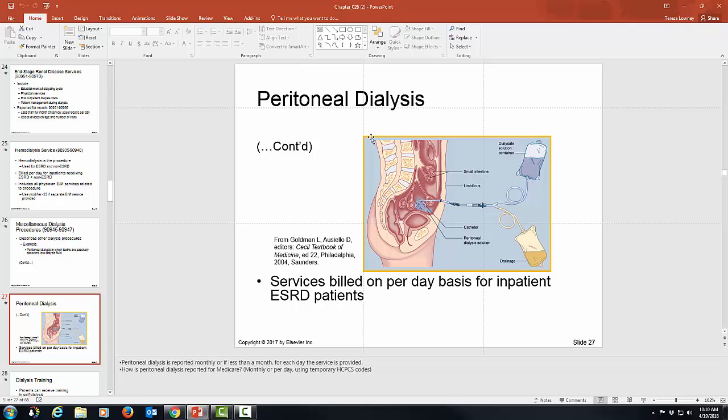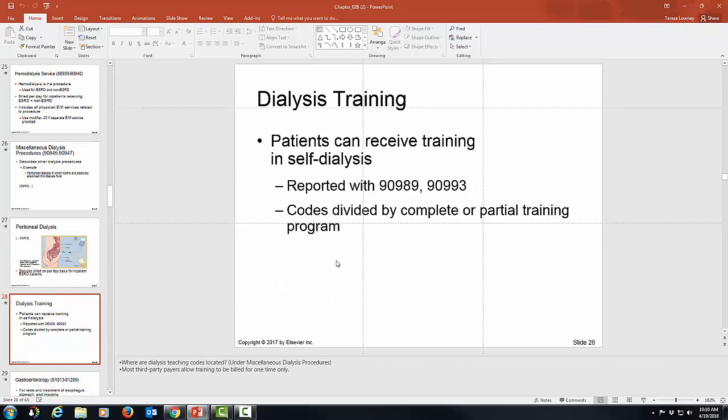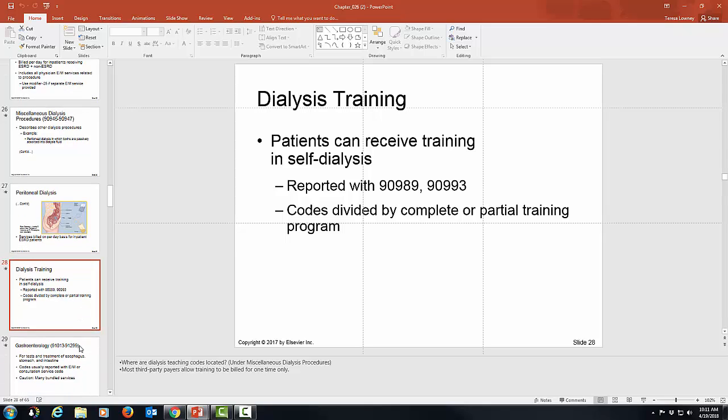Peritoneal dialysis, we kind of talked about this a little bit when we were on that section, on the renal section. So there's just the very same picture that we had before. Dialysis training, patients can receive training in self-dialysis, and you would code for that.